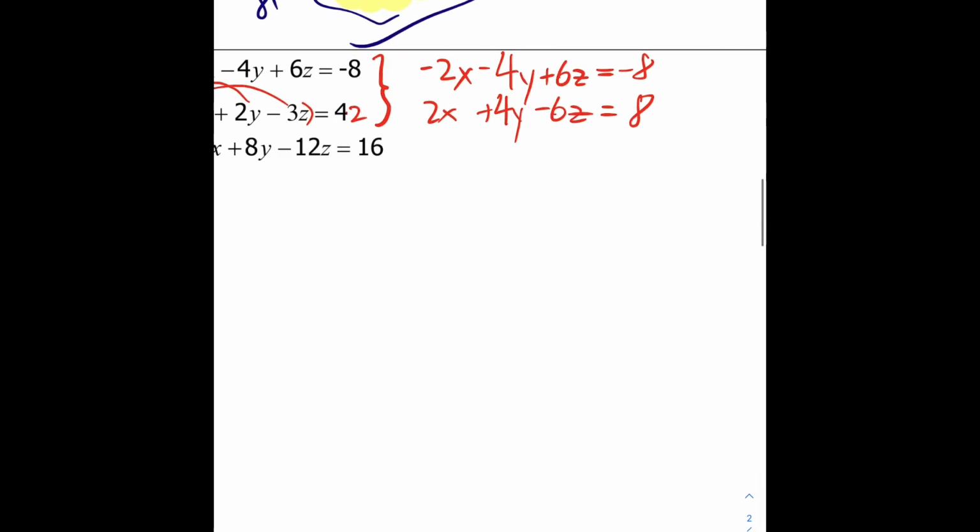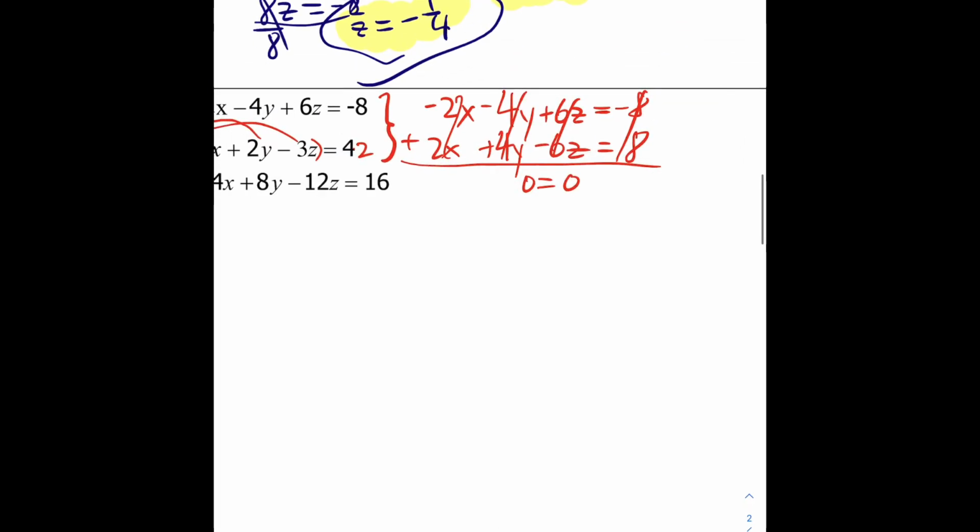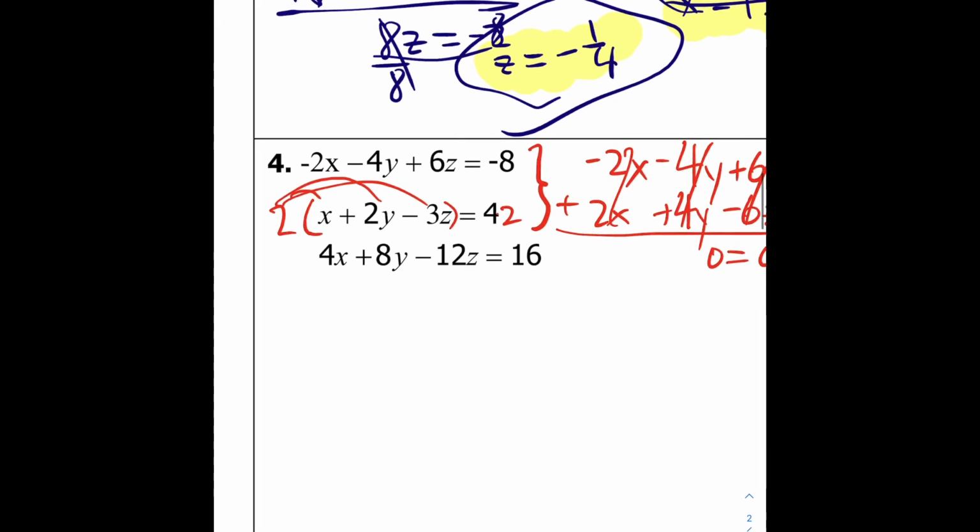Notice when I add these together, I just get 0 equals 0. Uh-oh. What's going on there? So these first 2 equations, that I have bracketed in red, notice that they're just multiples of each other. If I multiply both sides of this by negative 2, I get the same equation here. So these 2 equations have an infinite number of solutions together.